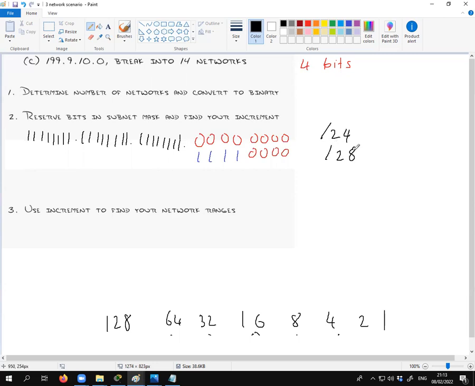Your new subnet mask is going to be 255.255.255 and then 1, 1, 1, 1, 0, 0, 0, 0. 128 and 64 is 192, and 32 is 224, and 16 is 240. So 255.255.255.240. Where is your increment value?